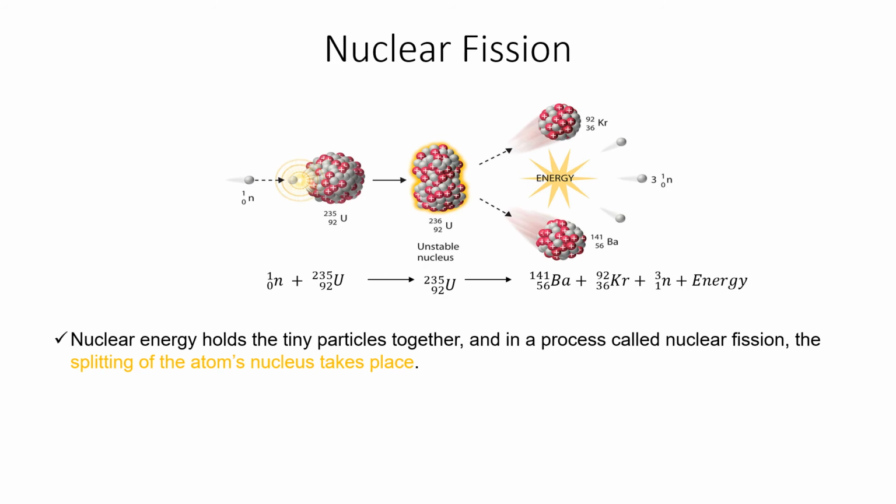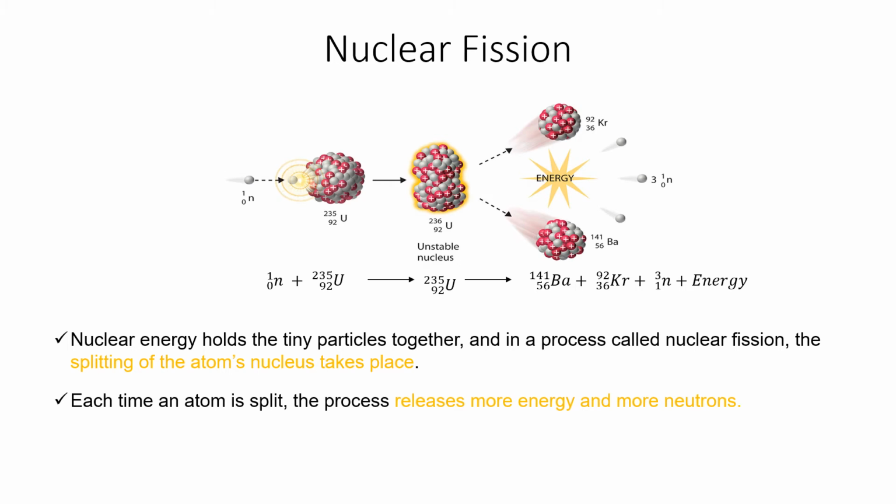In the process called nuclear fission, the splitting of the atom's nucleus takes place. Each time an atom is split, the process releases more energy and more neutrons. A chain reaction occurs and the amount of energy increases. It is a controlled reaction, but if it is not controlled, a huge explosion can occur.